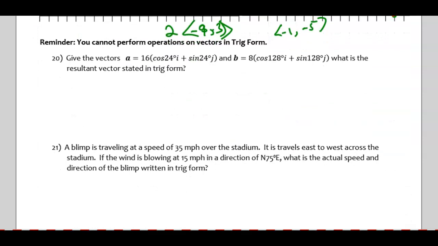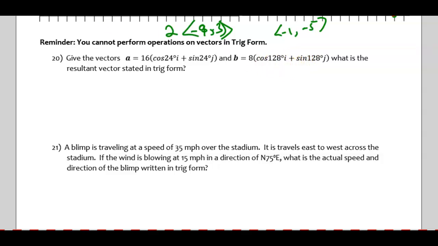That's our conclusion. All right, for number 20. Given the vectors A equals 16 cosine of 24i plus sine of 24j, and B equals 8 cosine of 128i plus sine of 128j, what is the resultant stated in trig form?